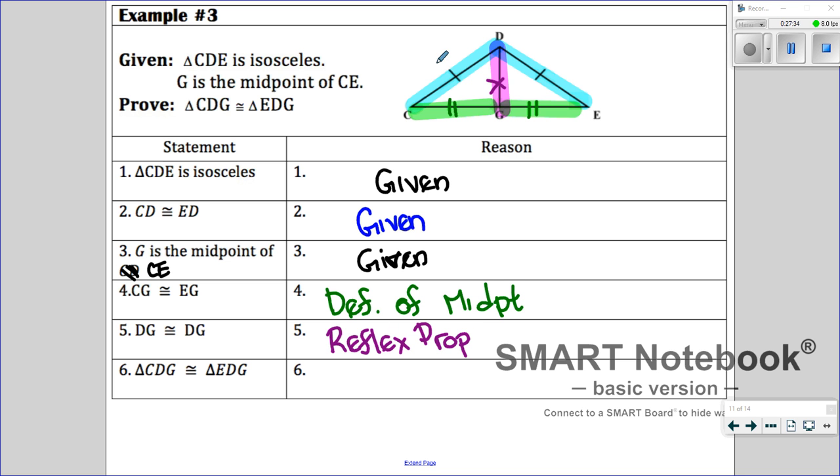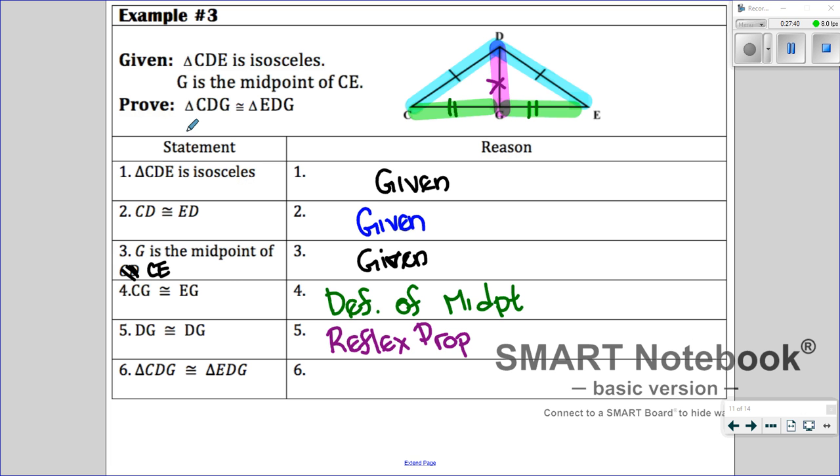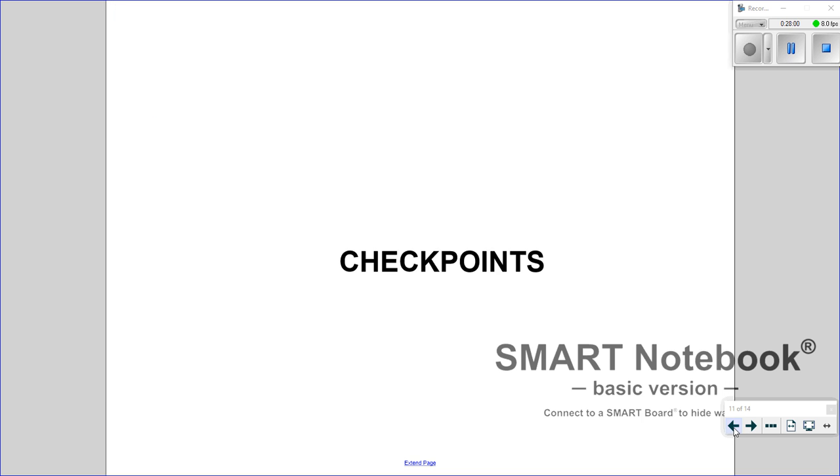Now that we've got our 3 sides and we proved them to be congruent to each other, we can say that the 2 triangles are congruent because of side, side, side. And we've concluded that triangle CDG is congruent to EDG. Right. So that's the end of that.